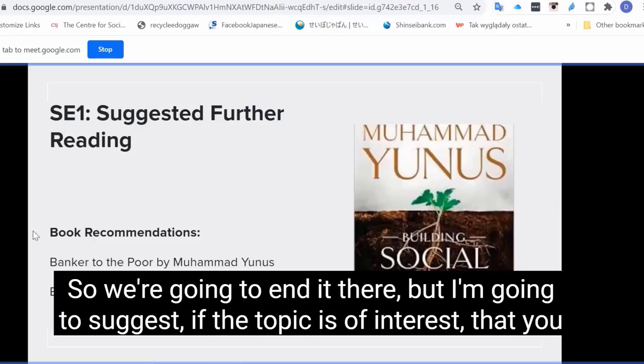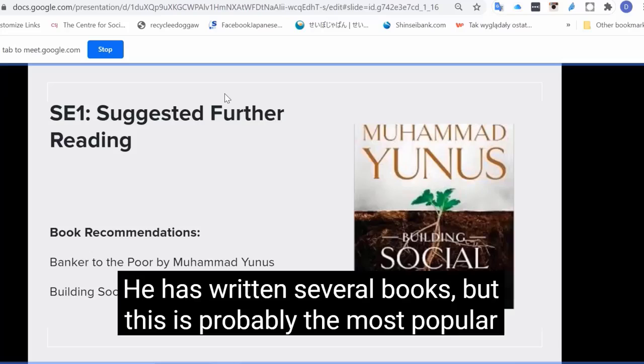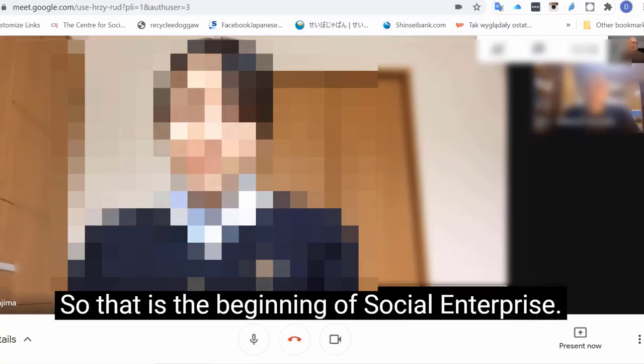So we're going to end it there, but I'm going to suggest, if the topic is of interest, that you get a book written by Muhammad Yunus. He has written several books, but this is probably the most popular one, Building Social Business. So that is the beginning of social enterprise.